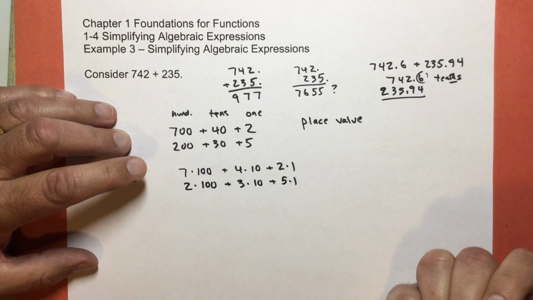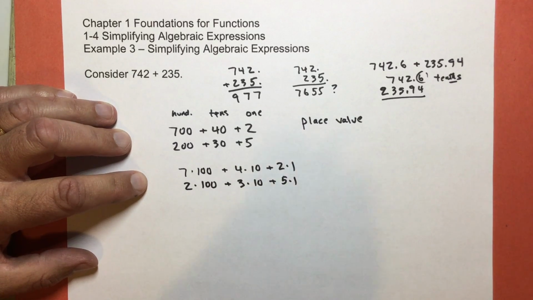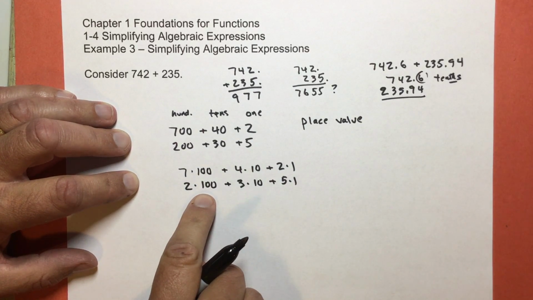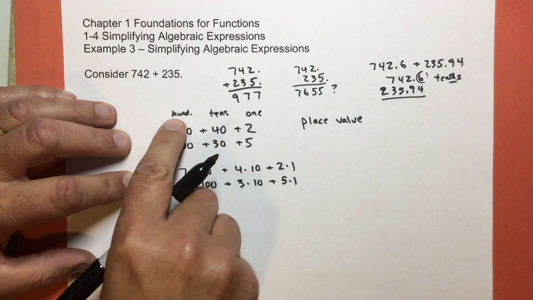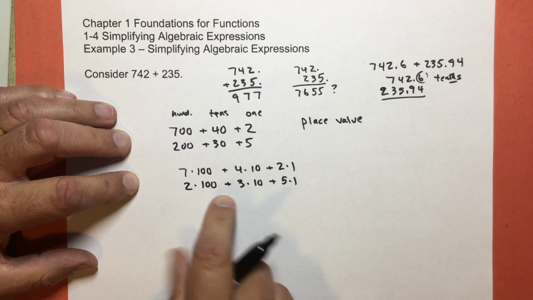Okay, you're probably looking at that going, why would I do that? Again, I'm not using this to find the answer. I already know the answer is 977. I'm using it to explain a more complicated idea. This tells me what the place values are, but I already said it was 100s, 10s, and 1s. But there's even a better way of writing this.